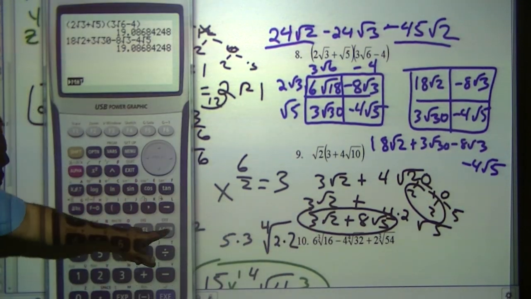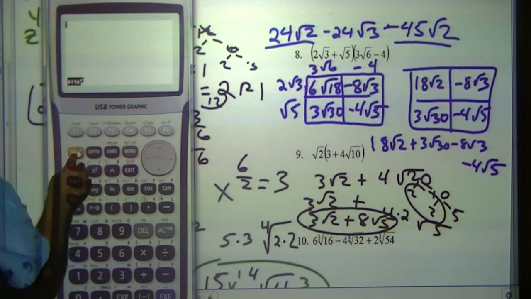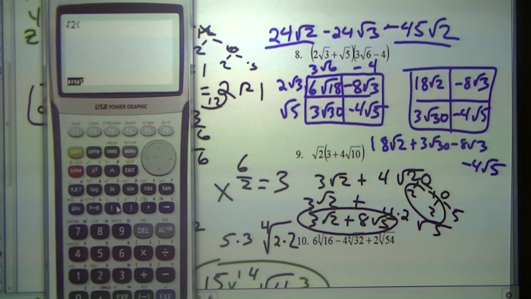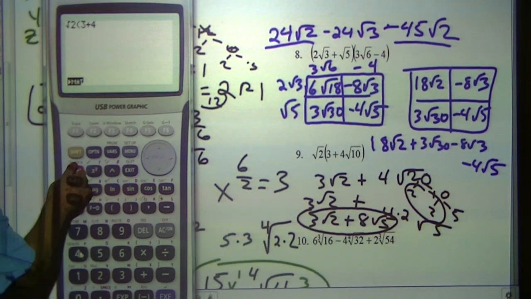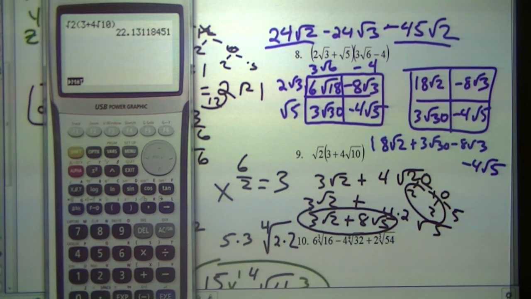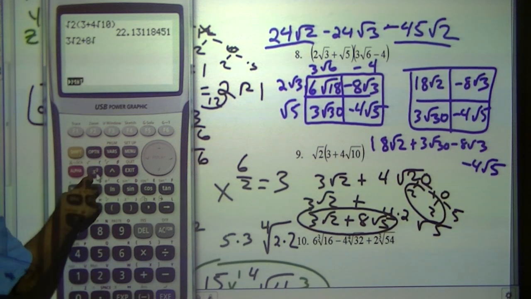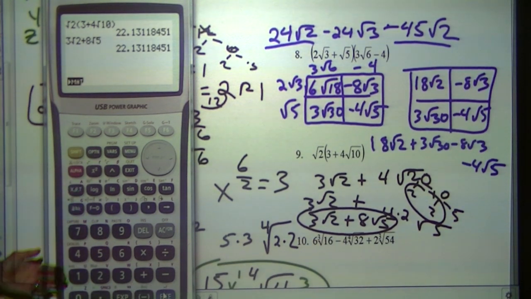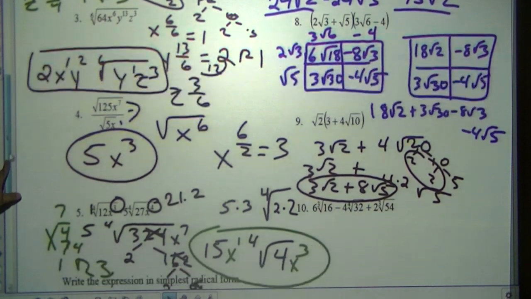Once again, how do I check my answer? Am I right? Square root of 2, parentheses, 3 plus 4 square root of 10. I got that for an answer: 3 square root of 2 plus 8 square root of 5. Same thing. So that should help you right there.